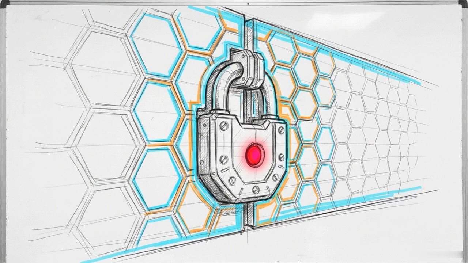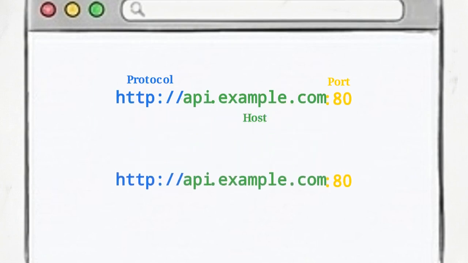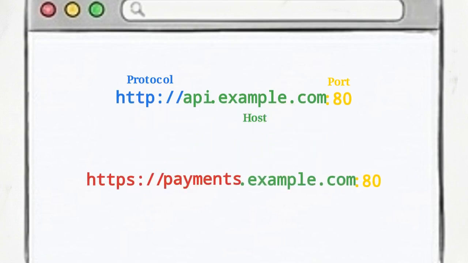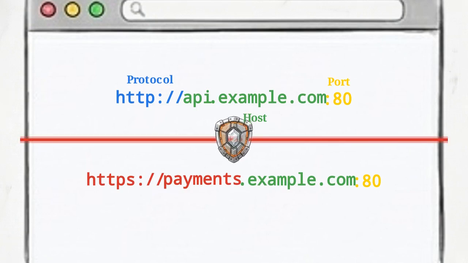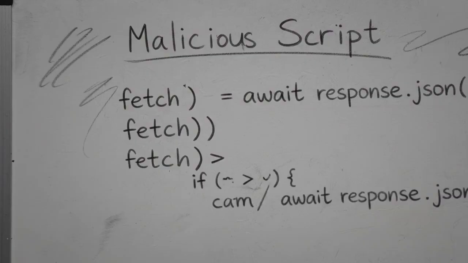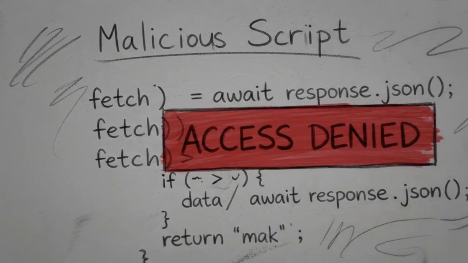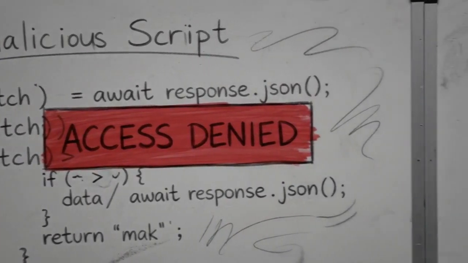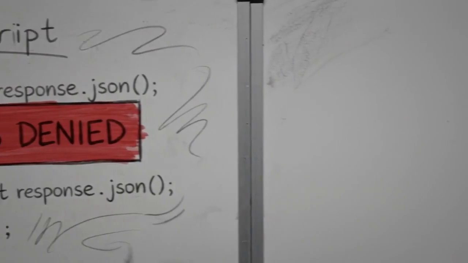To understand exactly why the browser intervenes, we have to look at the web's baseline security perimeter, the same origin policy. An origin is a specific combination of three variables: the protocol, the host, and the port. Change even one of these, like moving from HTTP to HTTPS, or requesting an API on a different subdomain, and you cross the boundary. The same origin policy exists so a malicious script on one website cannot execute unmediated network calls, accessing private data from a different domain.